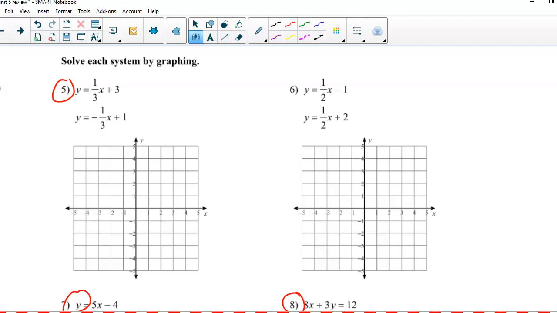So for number 5, remember, however you're doing this, if you use Desmos or your calculator, you still need to graph these. How would I start graphing this top one? Y-intercept at 3. And then my slope is positive. What directions could I go to get a positive slope? Up and right and down and left. So I can go up 1, right 3, down 1, left 3.